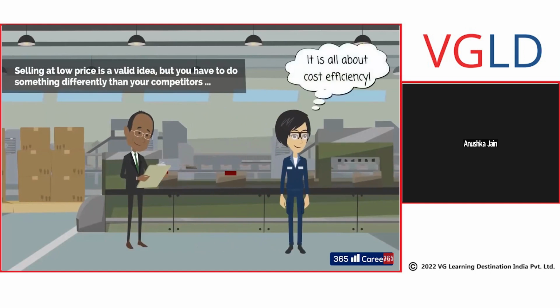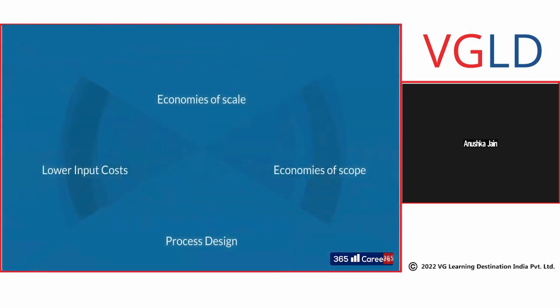If you want to sell at a lower price, then you have to do something differently than your peers. There are several ways to establish a competitive advantage related to lower costs, and they all have something to do with the concept of efficiency. A cost leader must be efficient. Let's see how companies can do that.